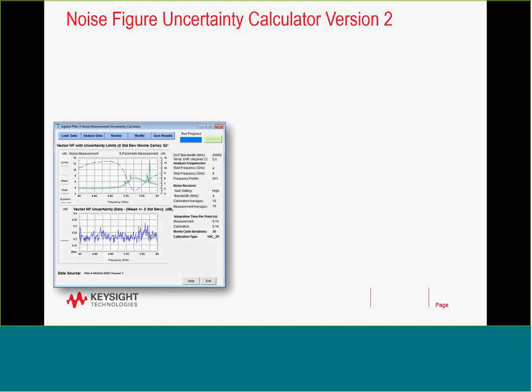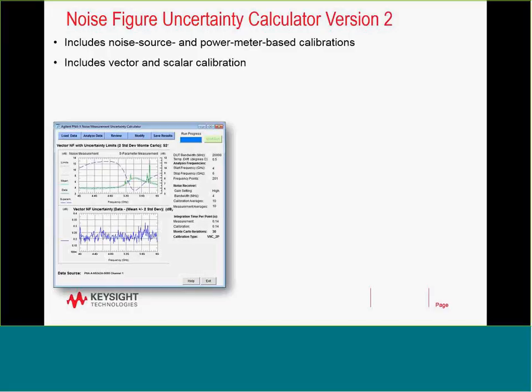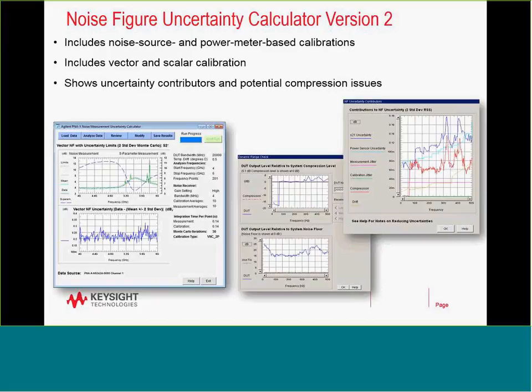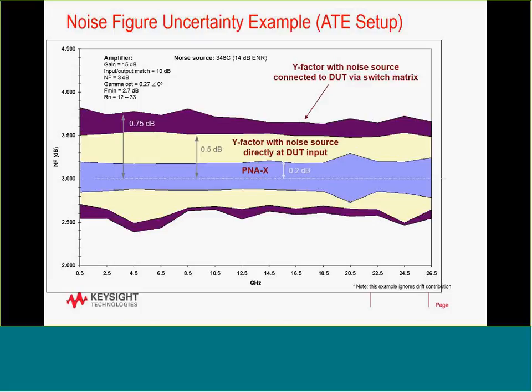So we have a noise figure uncertainty calculator that's available, included with the noise source and power meter based calibrations. It includes a vector and scalar calibration, and reports the uncertainty of the measurements that you're making. Okay. Also available at the website, the noise figure calculator. For example, I've got just a few more minutes here.